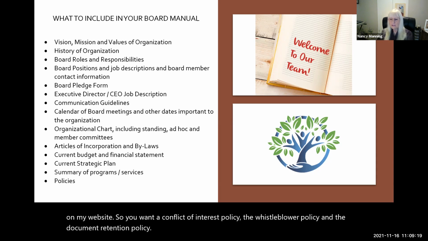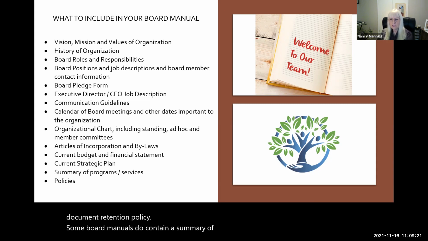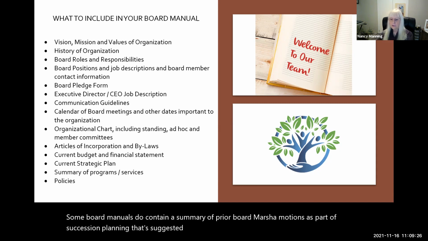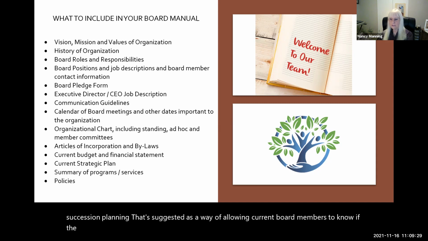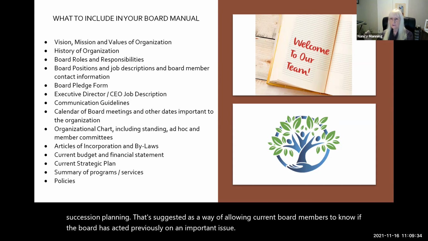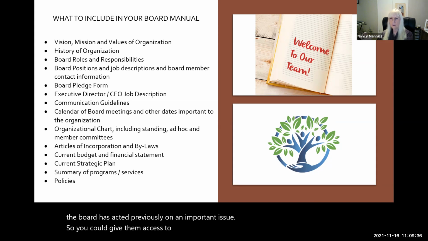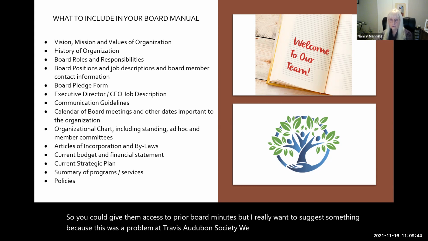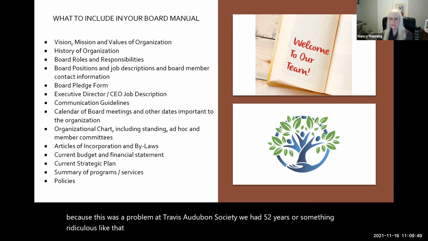Some board manuals do contain a summary of prior board motions as part of succession planning. That's suggested as a way of allowing current board members to know if the board has acted previously on an important issue. So you could give them access to prior board minutes, but I really want to suggest something, because this was a problem at Travis Audubon Society. We had 52 years or something ridiculous like that of board minutes. So one of the board presidents and I went together, we went through them all and started pulling out the motions.